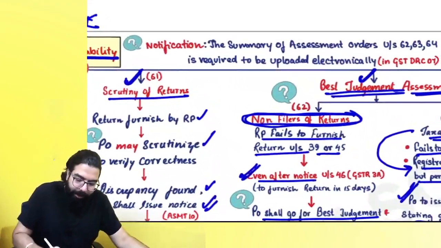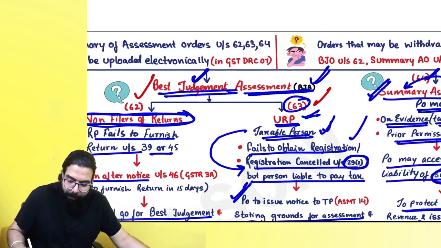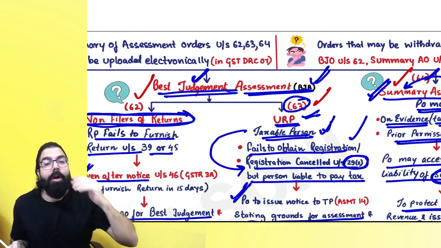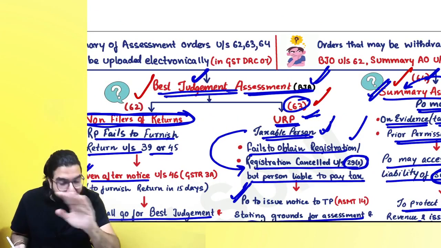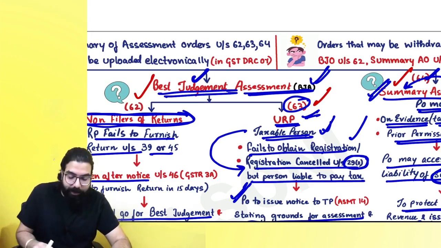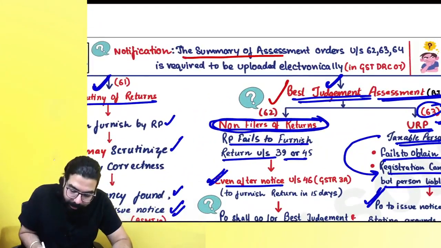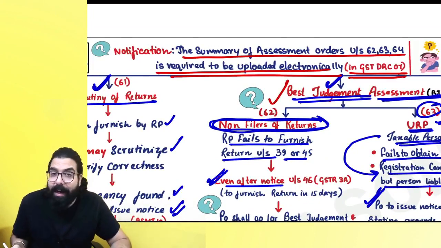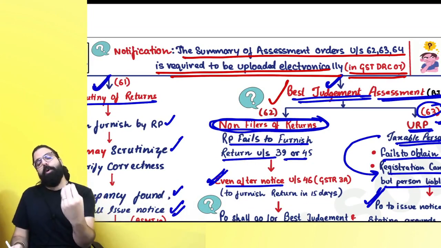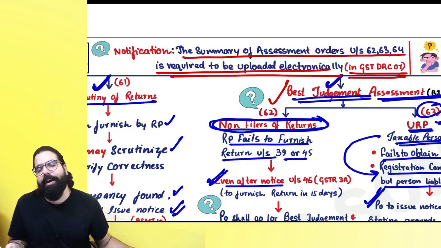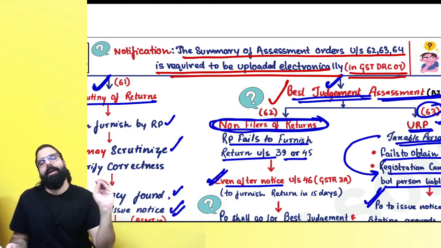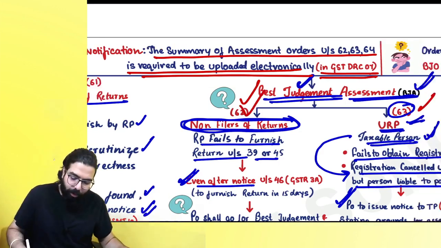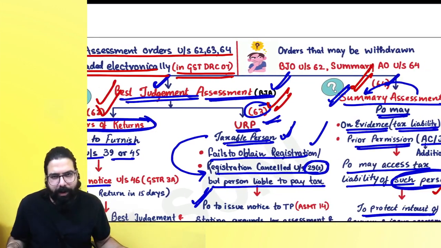Everyone remember, whenever best judgment assessment orders or summary assessment order is passed, a detailed order will be sent to you, but a summary of all the orders passed under 62, 63, 64 will be required to be uploaded electronically using form GST DRC 07. Online in the portal, the details will be uploaded using GST DRC 07 of all the summary assessment, non-filer of return assessment, unregistered person's assessment. Whenever assessment is done under 62, 63, 64, a summary will be uploaded.